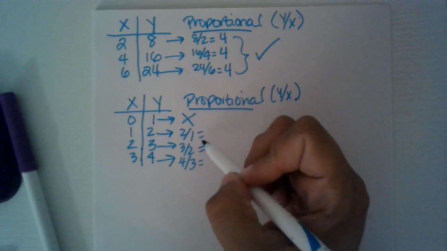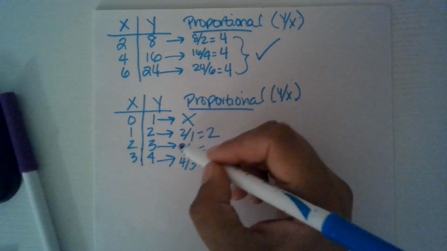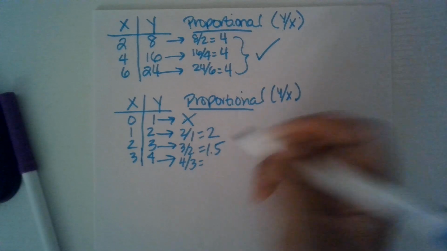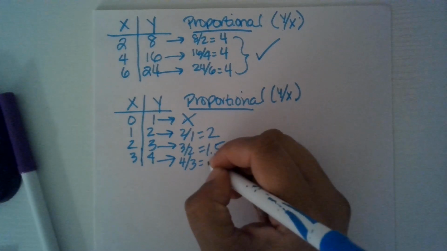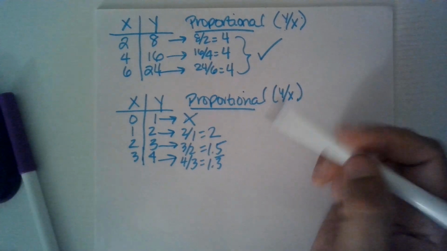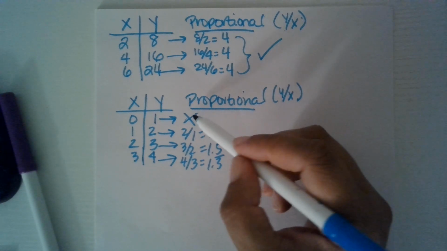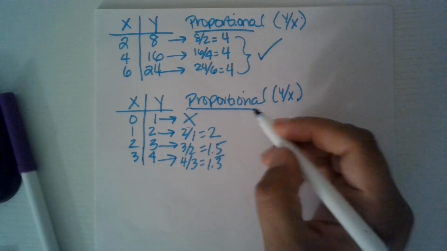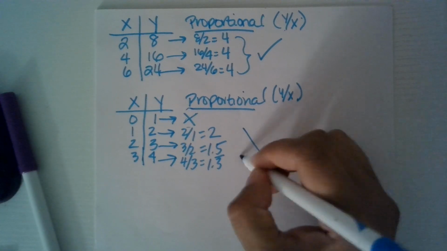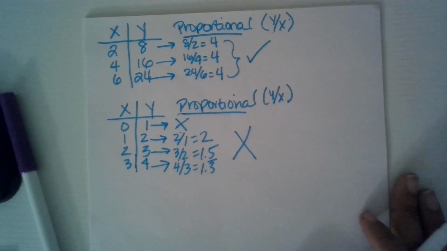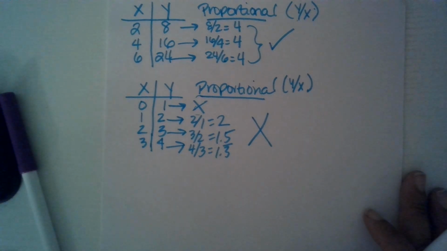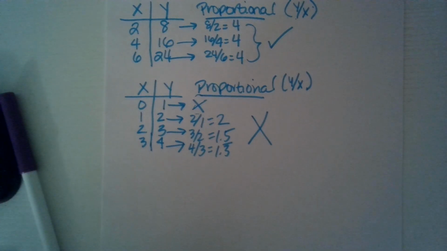Now, 2 divided by 1 is 2, but 3 divided by 2 is 1.5. 4 divided by 3 is 1.3 repeated. So I didn't get any of the same exact numbers. And again, this one messed it up already. So this table is definitely not proportional. I didn't get the same number every single time.